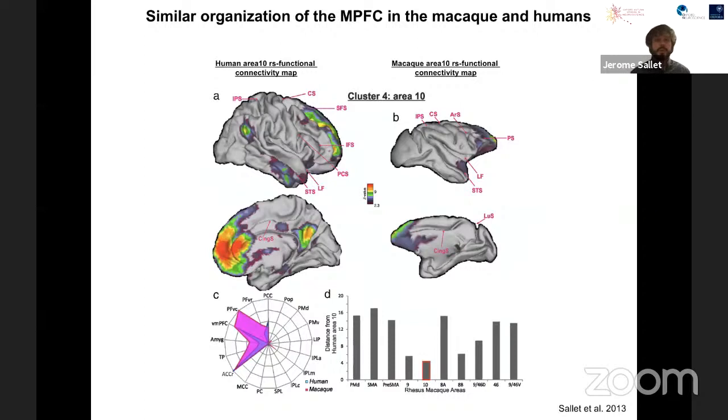Okay. So we first did that for the medial prefrontal cortex, one of the regions that is important for mentalizing in humans. Hope you can see it. On the left, you've got the connectivity fingerprint for the human area 10. The hotter the color, the stronger the coupling.